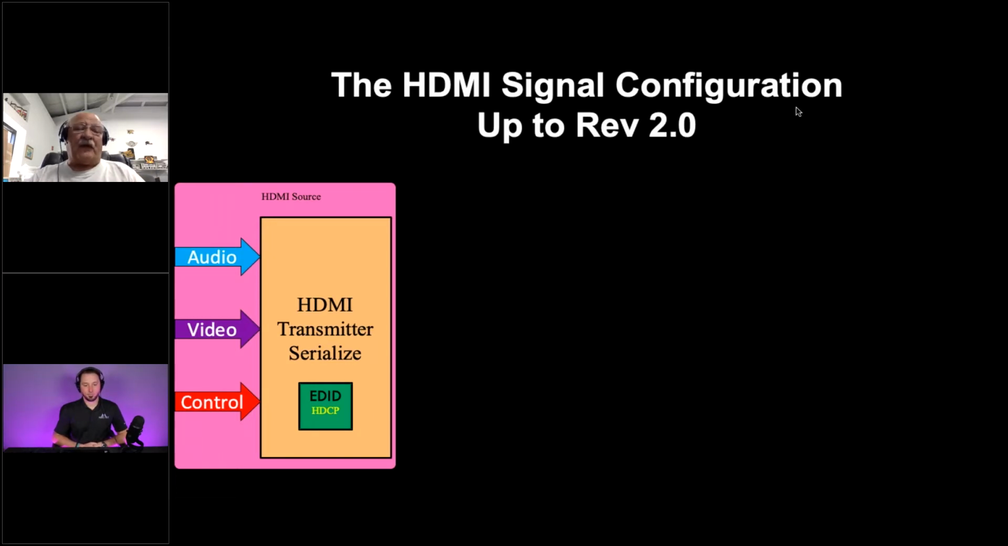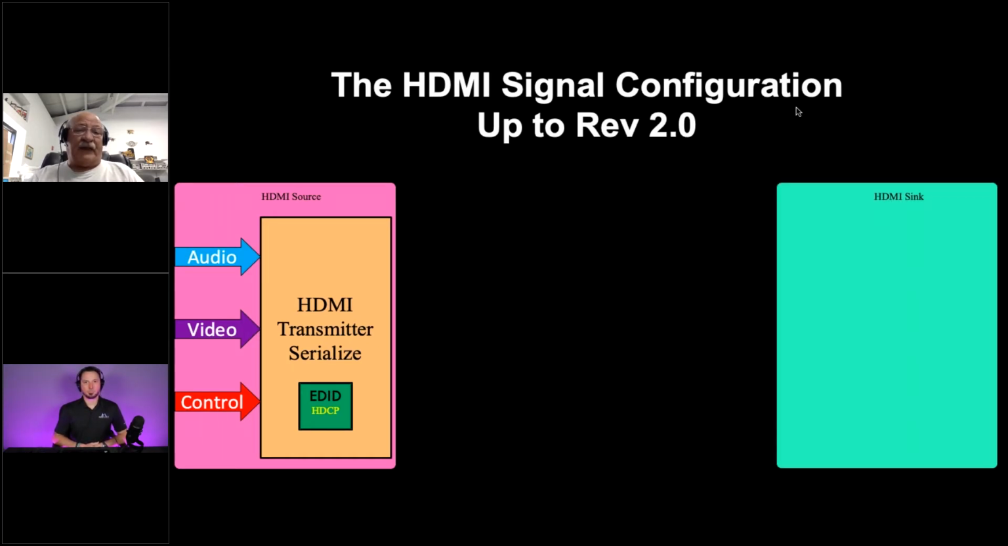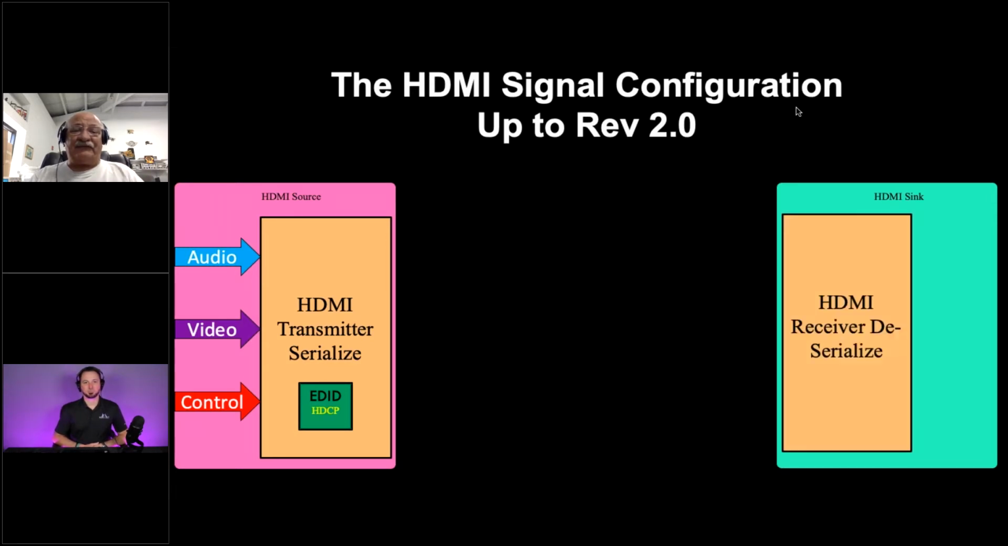The source starts off that way, right? This is what we got. That's all we got. Now it's got to talk to the sink, or in this case, we're going to use the display. So on the sink side, guess what? Now we've got to deserialize this, so we've got to change it back to what it was before it left.